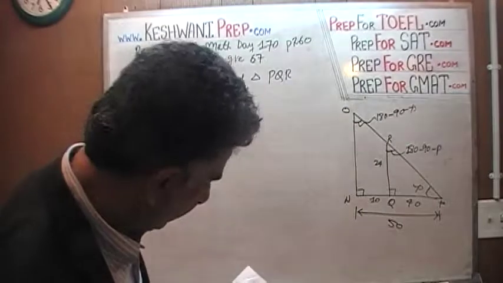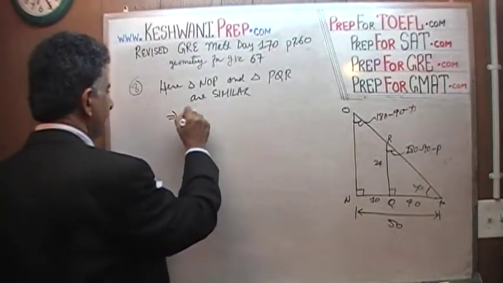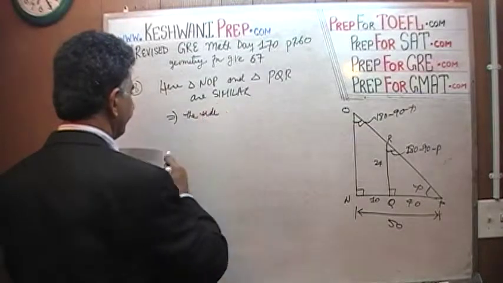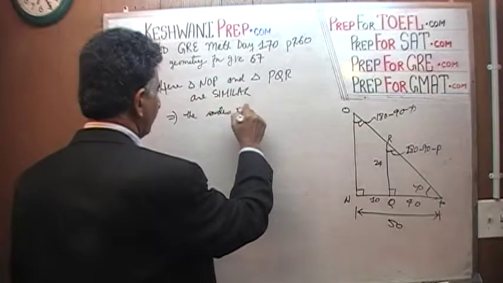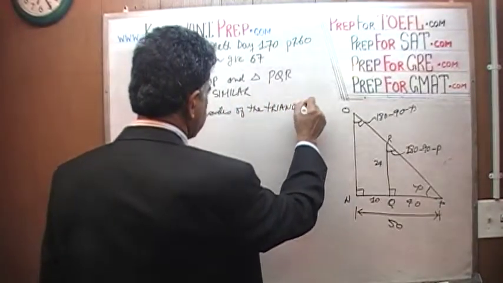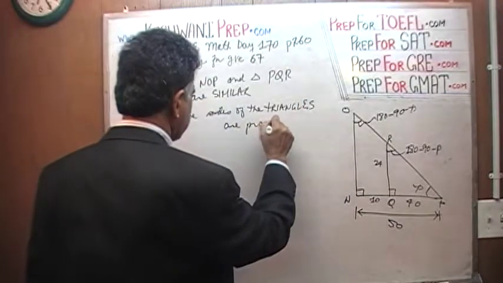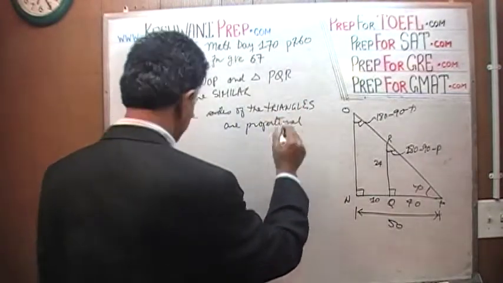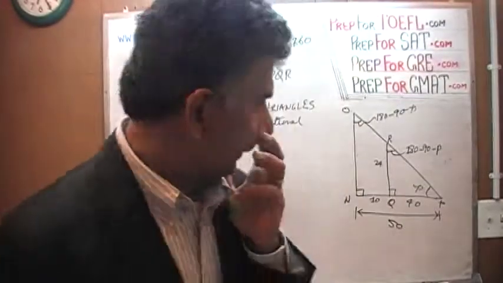Which also means that the sides of the 2 triangles are proportional, and that's all we need. That's all we need. So here's what's going on.